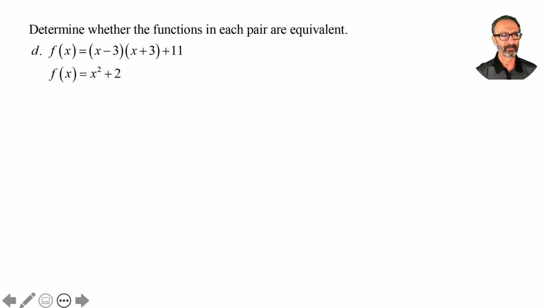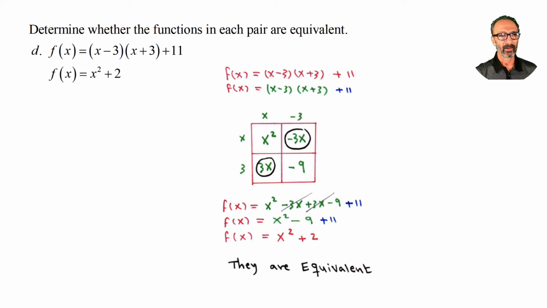Here's another example. The first one on top is the one that we need to work on, and the second one we will leave. It's x squared plus 2. It's already simplified. X minus 3 times x plus 3 plus 11. Put this in green, and this is in blue. I'm going to work on these ones right here in the box. X minus 3 times x plus 3. That will give me x squared. That will give me minus 3x. And this one will give me 3x.